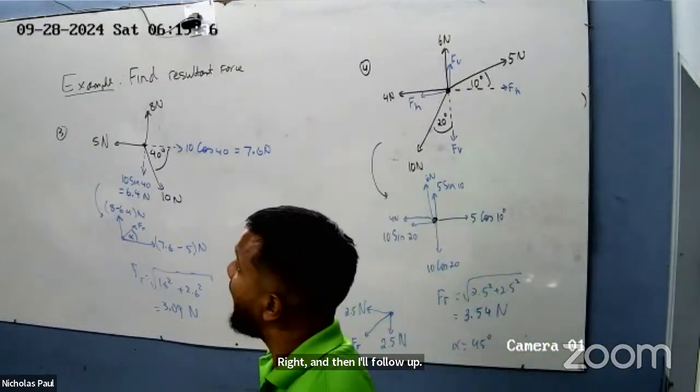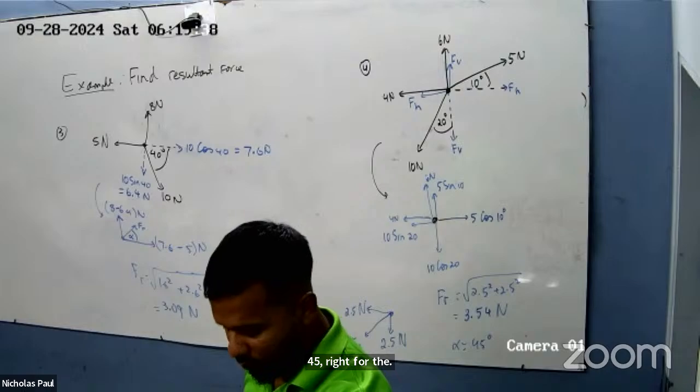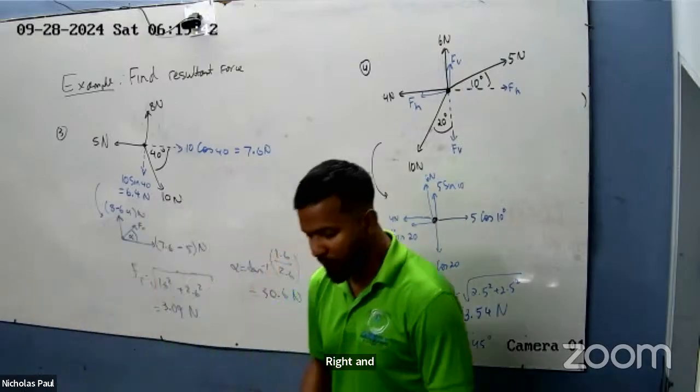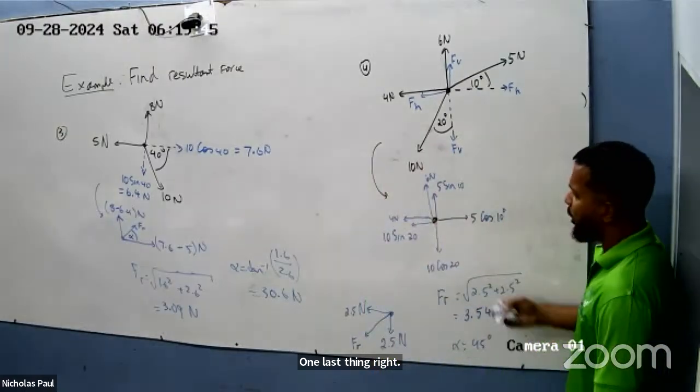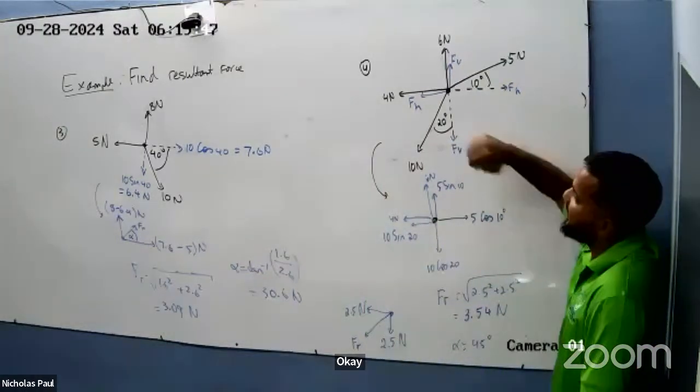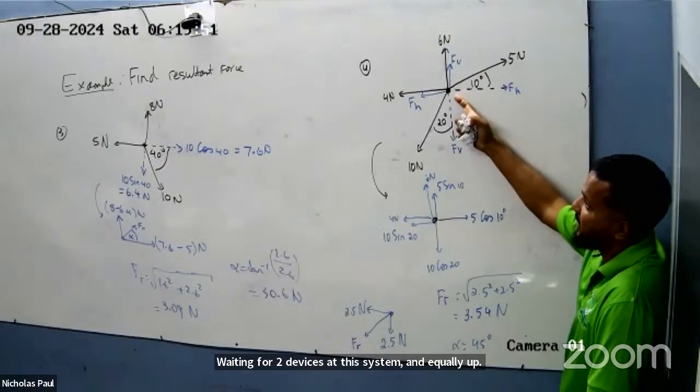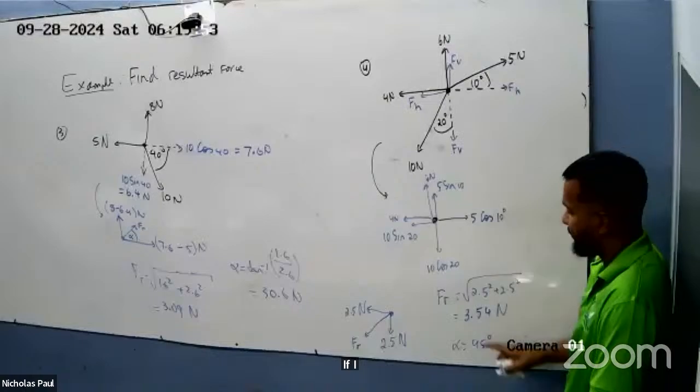And one last thing. Let's get a different scenario. Next thing we look at is equilibrium. What do you think will change if I said that this system is in equilibrium? If I said this system here is in equilibrium, what will change here?